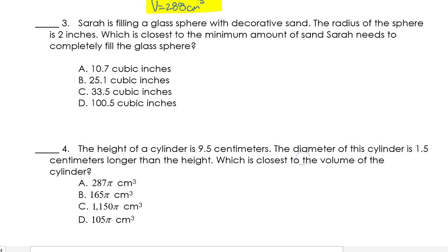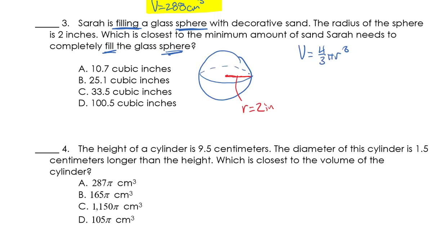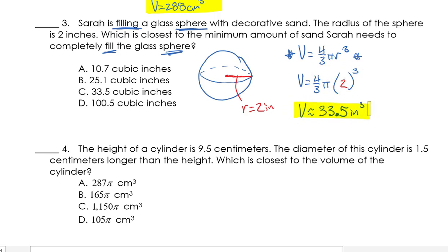Question number 3. Sarah is filling a glass sphere with decorative sand. The radius of the sphere is 2 inches. What is closest to the minimum amount of sand Sarah needs to completely fill the glass sphere? So fill in a sphere means that we're finding the volume of a sphere. Let's do a quick sketch in which we see our sphere has a radius of 2 inches, and since we're finding volume, we pull the volume formula from our formula sheet. Substituting 2 into our formula gives us volume is equal to 4/3 pi times 2 cubed, which gives us an answer of 33.5 inches cubed, or answer choice C.